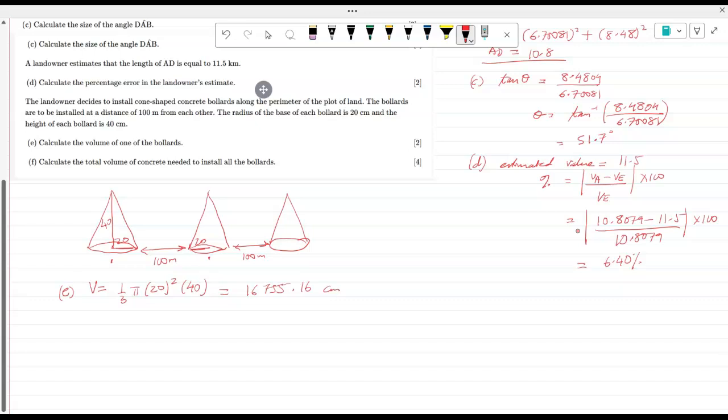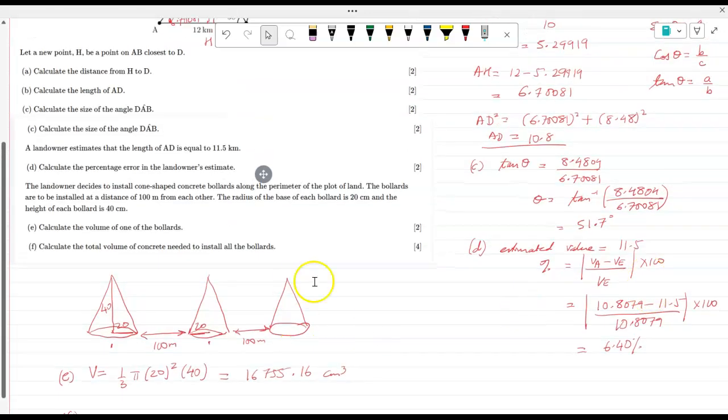16755.16. No, it's right then. If that's the answer, you just substitute it in the calculator. Then the total volume of concrete needed to install all the bollards. No, now you look at the perimeter. How do you know 3 bollards? That I have drawn 3.